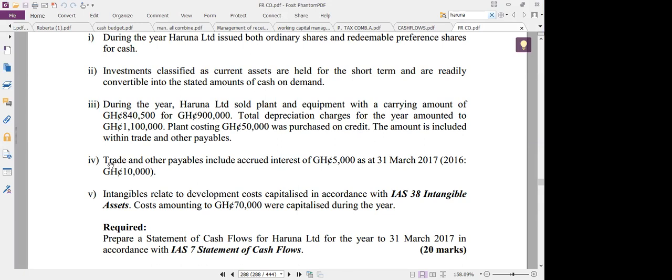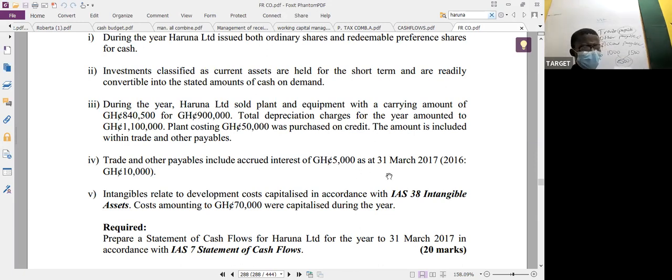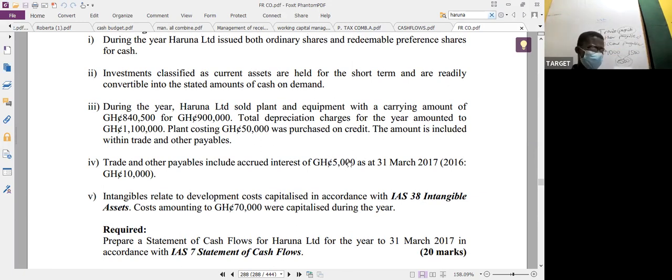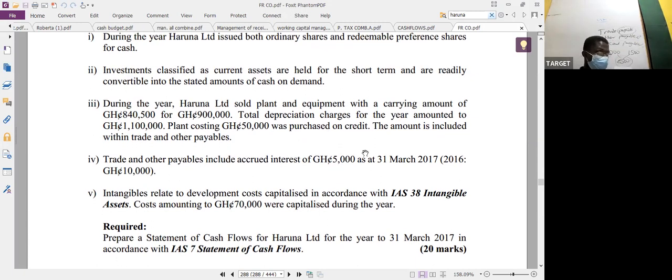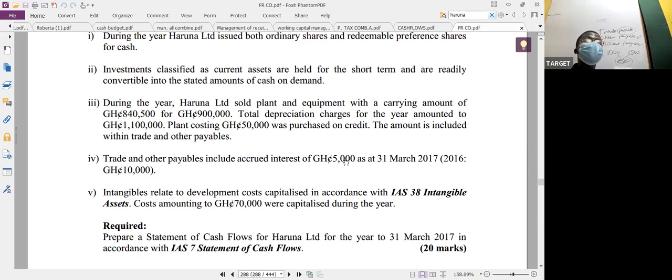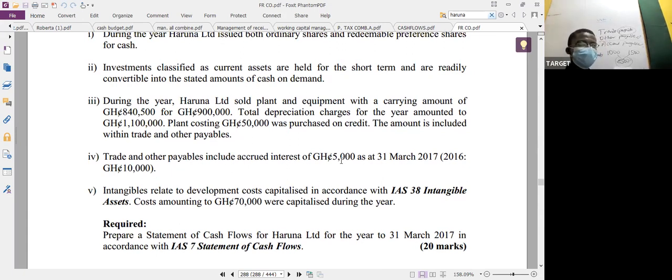Note 4. Trade and other payables include interest of 5,000 as at March 2017 and 10,000 in 2016. What do you do? You take it off so that you get the actual trade payable. And then this is interest. Where is the interest? Interest paid. If you're calculating your interest paid, this is the opening balance and this is the closing balance of the interest paid. Do that to calculate the interest paid from the opening and closing balances.